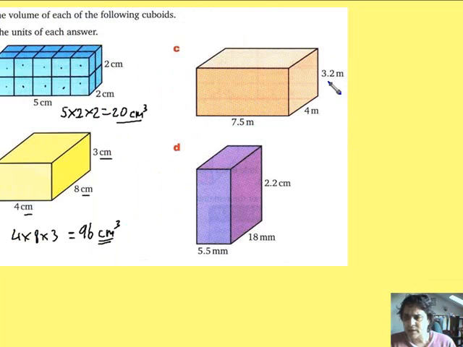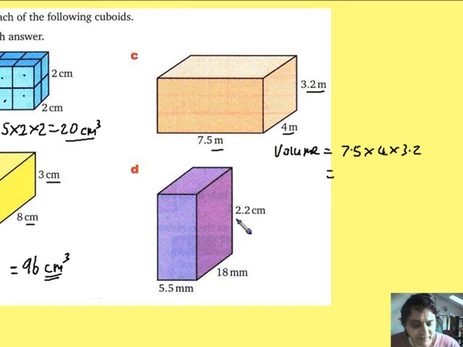C is very straightforward. There's no mixed units, it's all in metres. So essentially the volume is going to be like A and B. It's going to be 7.5 metres by 4 metres by 3.2 metres. Of course, it makes no difference in which order you multiply these lengths. So 7.5 times 4 times 3.2 gives me 96 metres cubed.